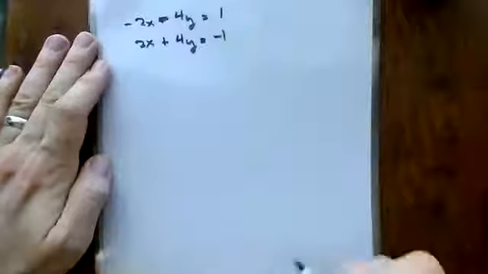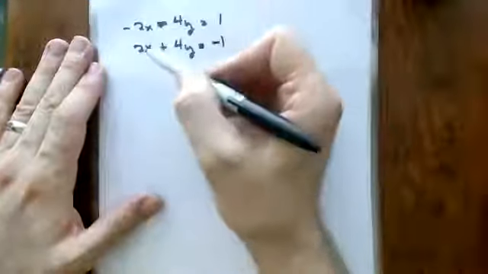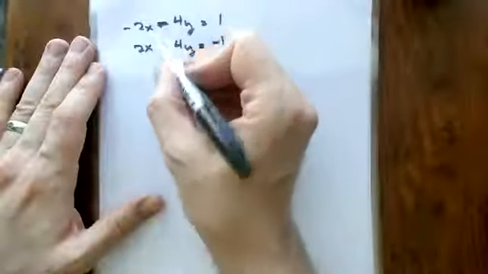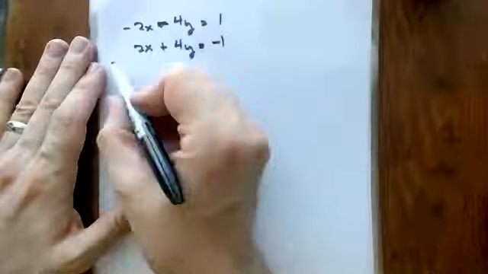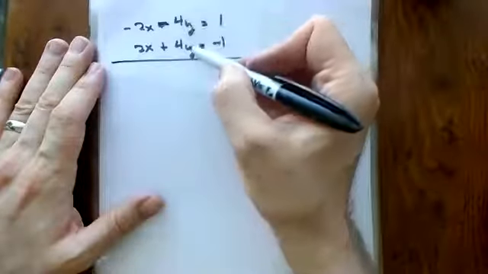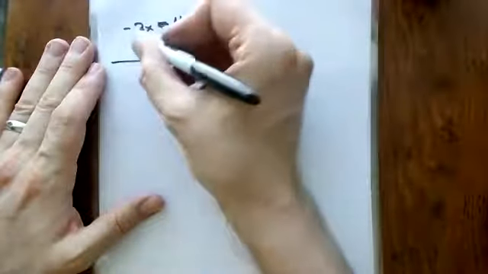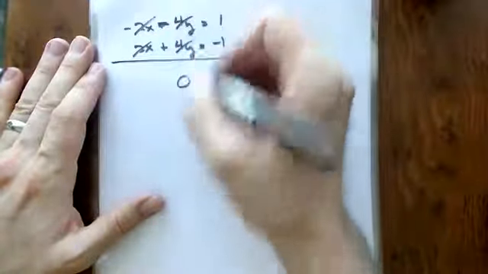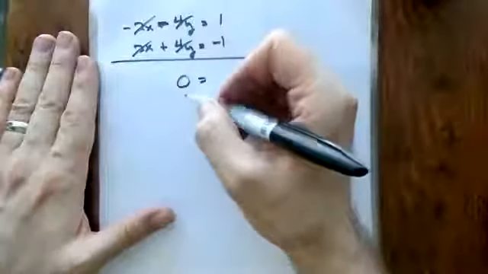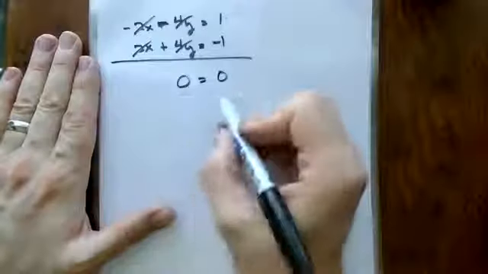Yeah, let's do this. This is going to be interesting because, okay, I can add these two things. Negative 2x plus 2x is 0. Negative 4y plus 4y is 0. So all of these actually canceled out on this one side. 1 minus 1 is 0.